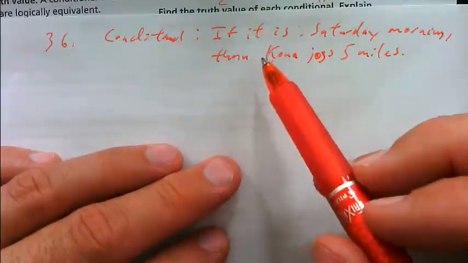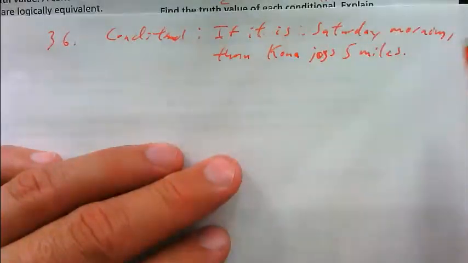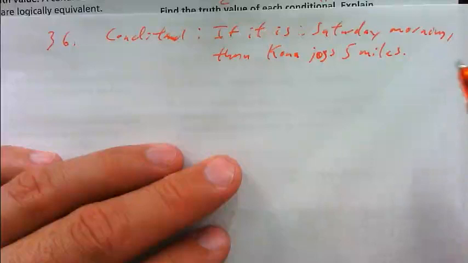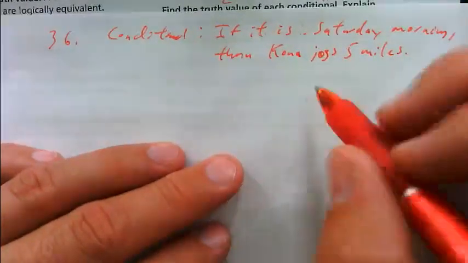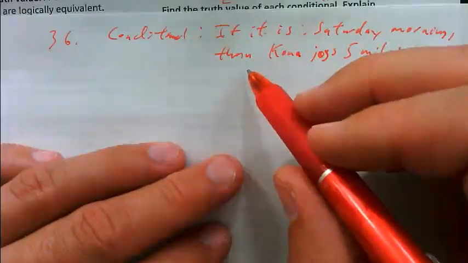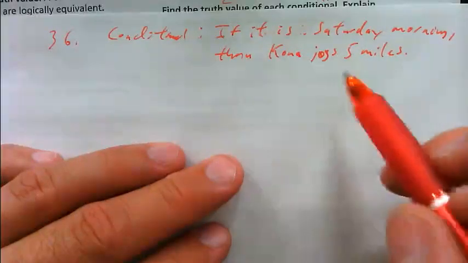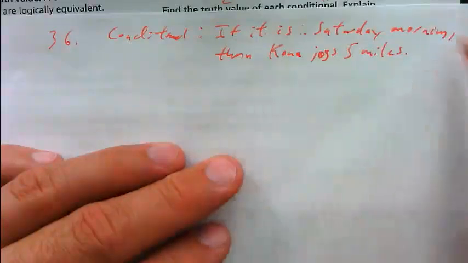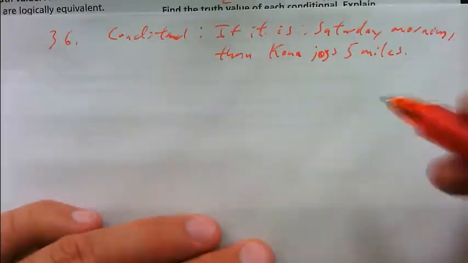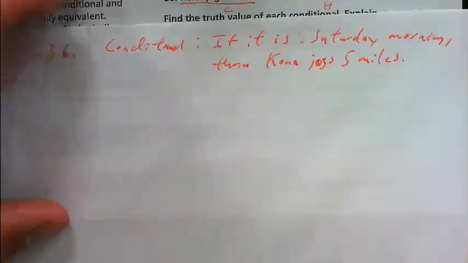All right, go to the next one. Inverse. If it is not Saturday morning, then Kiona does not jog 5 miles. Again, that could be true or false. We don't know. And then let's go to the contrapositive. If Kiona does not jog 5 miles, then it is not Saturday. And that shares the same truth value as this. Again, conditional and contrapositive always have the same truth value. Converse and inverse have the same truth value. So those are things that are logically equivalent.